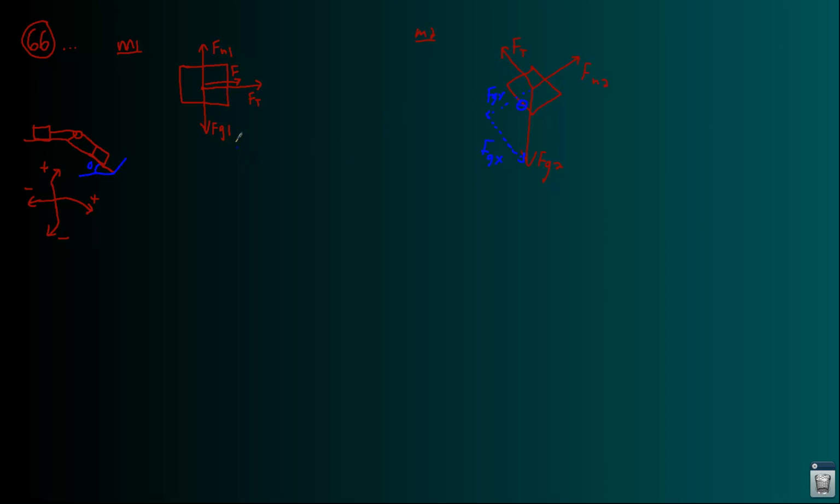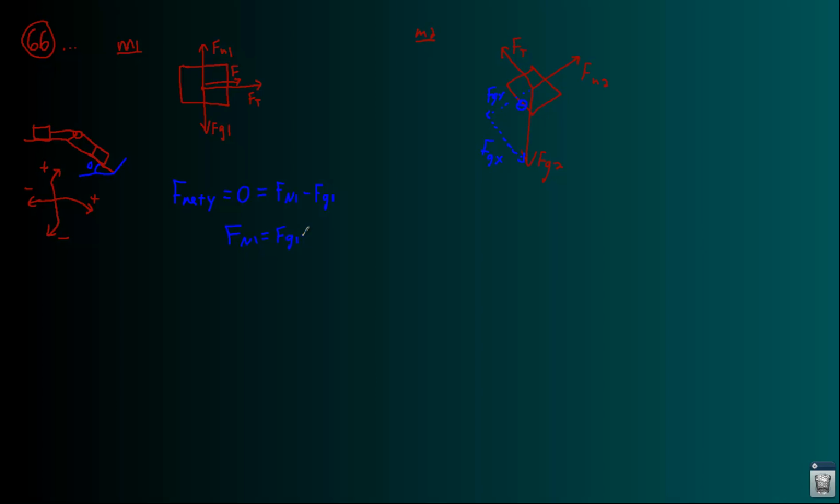Now, what comes after the free body diagrams? You guessed it, net force equations. F net y equals 0. Why? Because it's on the surface and it's not moving up or down. This is the y direction. That's Fn1 minus Fg1 based on our positive and negative definition. And so Fn1 equals Fg1.